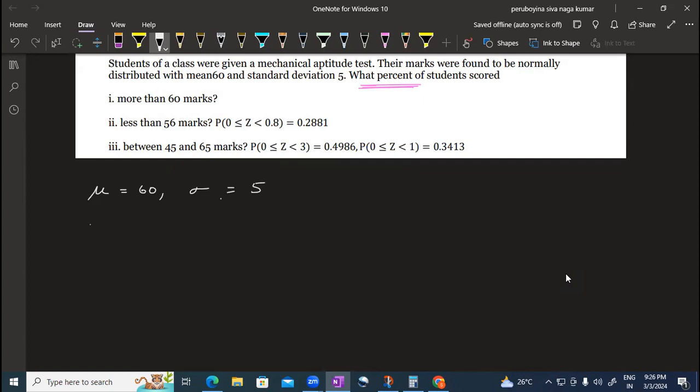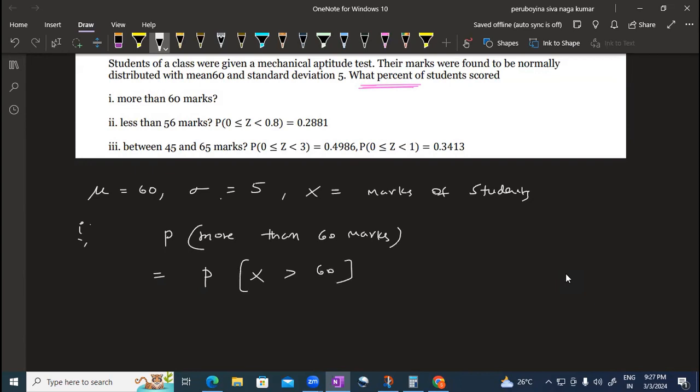Okay, we will do the first question. So let us suppose we define X is equal to marks of the students. He said more than 60 marks, the probability of more than 60 marks. Marks means X, more than 60. So more than 60 means P of X greater than 60.